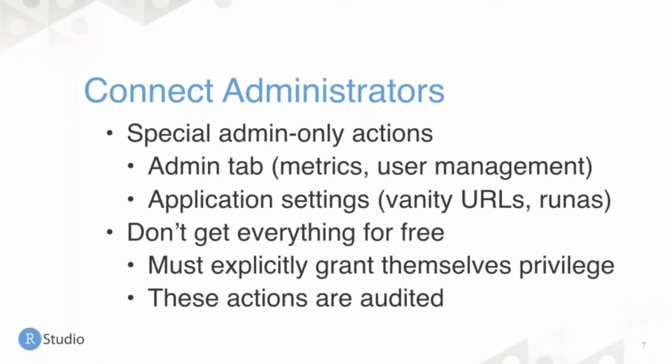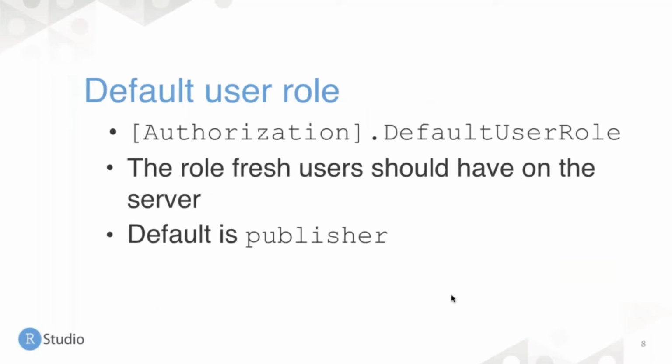So next, we'll move on, and a lot of these things I'm just going to cover in rapid fire. But the next one that I wanted to cover is the default user role. So this is a setting that's managed in the authorization section under the default user role setting. And this is basically the role that fresh users should take when they sign on to the server. The default right now is publisher, which means that when a user signs up on your server or when they log in using whatever authentication protocol you're using, that user is going to become a publisher on the server. They're going to have access to publish new source code.